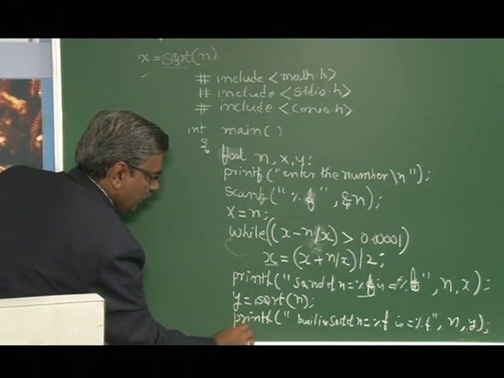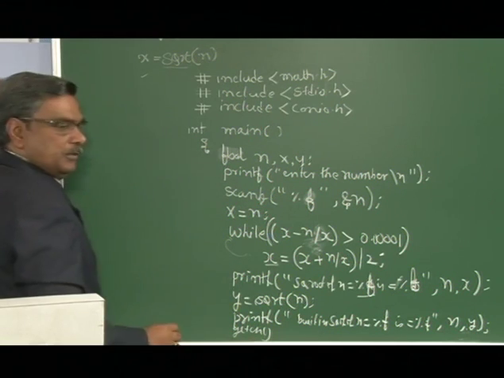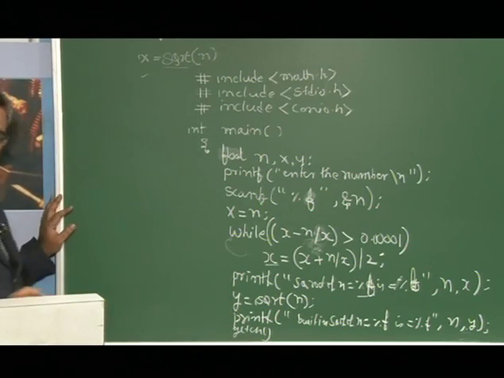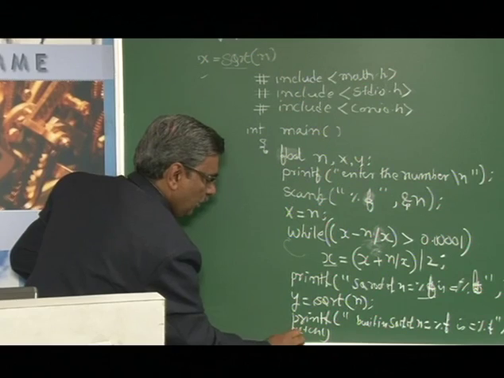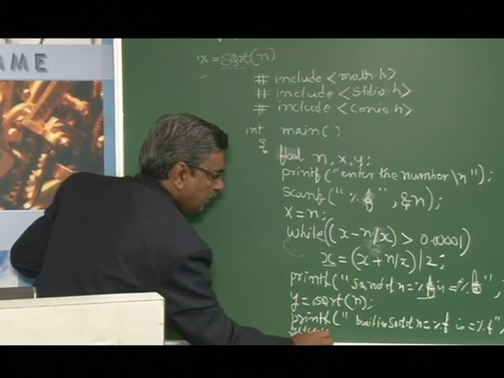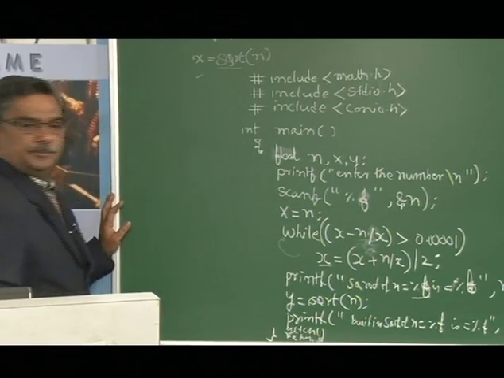After this, you can add getch. Until you see your result on the output screen, you can introduce the getch function, then return 0, and close the bracket.